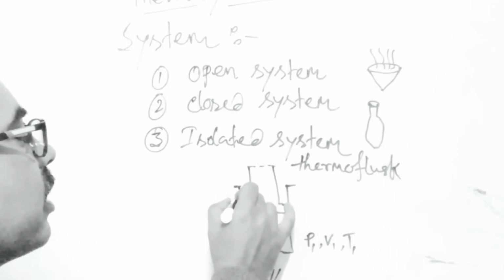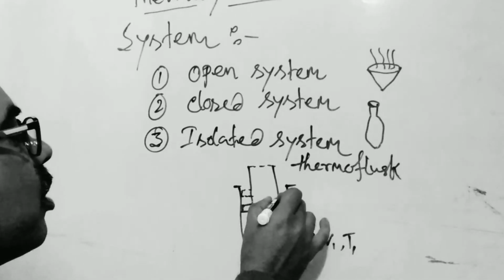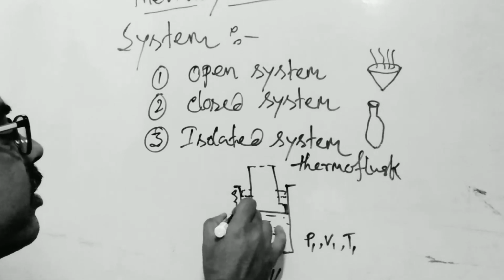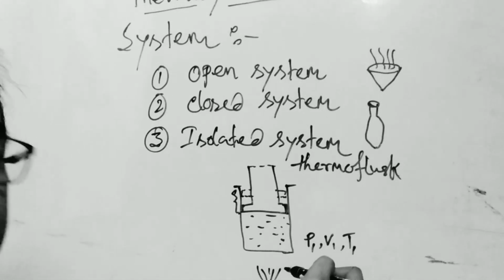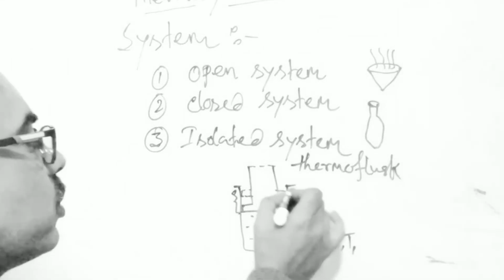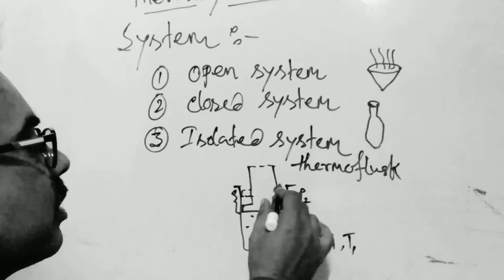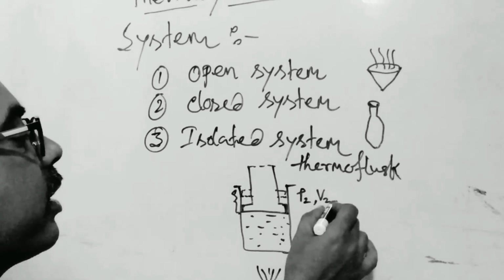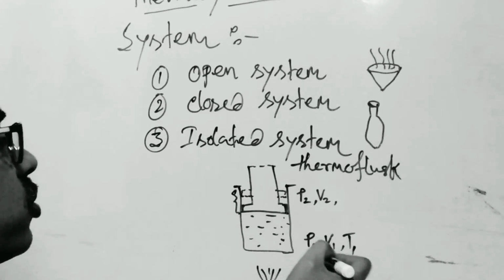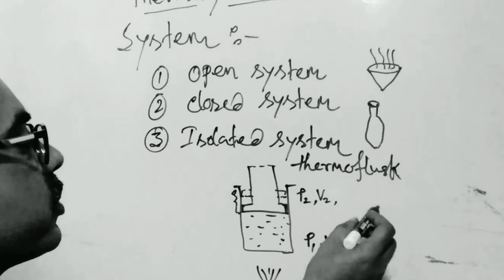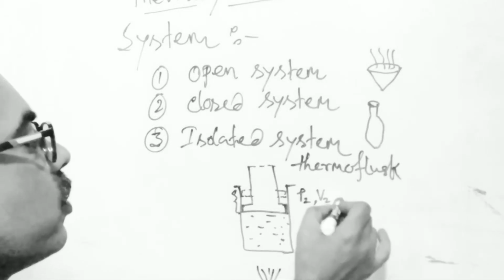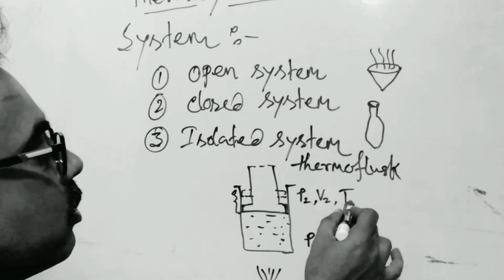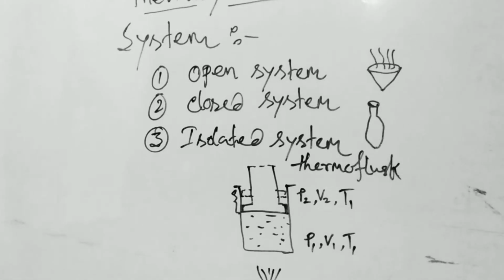If this is the final position of the piston, then the volume increases from V1. So pressure will decrease and volume will increase. The pressure is P2 in this state, volume is V2, and if no temperature change occurs, then temperature will remain constant, and that type of change is called isothermal change. So in an isothermal change, temperature doesn't change, and the system goes from one state to another state.